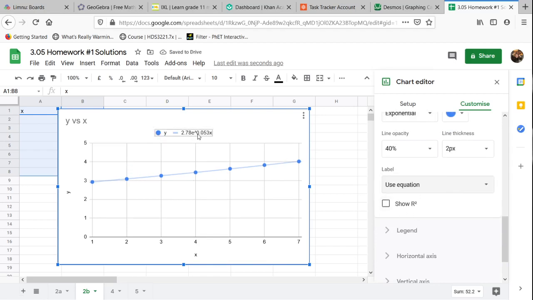So here the e to the 0.053, which is not that far from 1. So this is going to be e to the 0.053. It's a 1.05 here. So this one is slow growth.